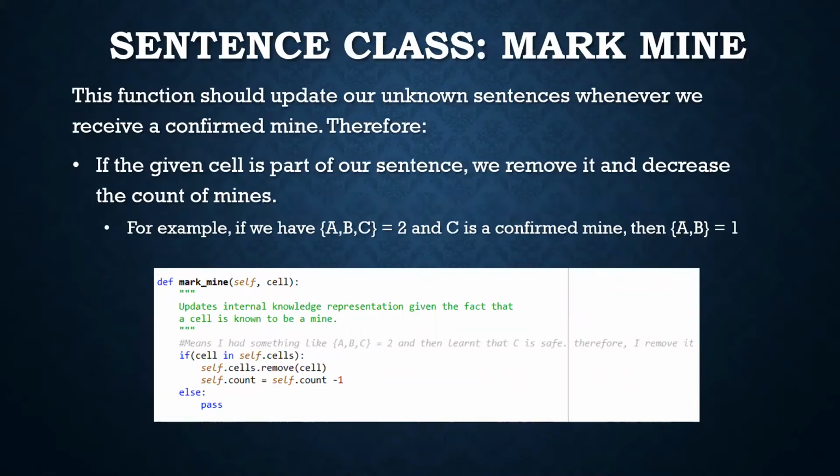When marking a mine, we have to remove the cell from our sentence and decrease the count of mines. So for example, we had the set of cells A, B, and C, and our count was 2. Removing the cell C, which is a confirmed mine, would result in updating our sentence to be A and B with a count of 1.